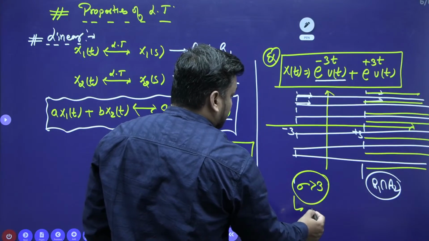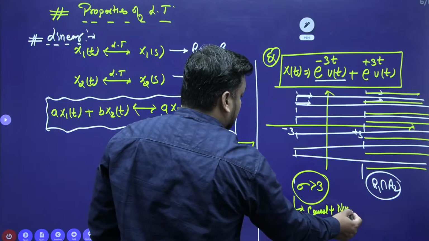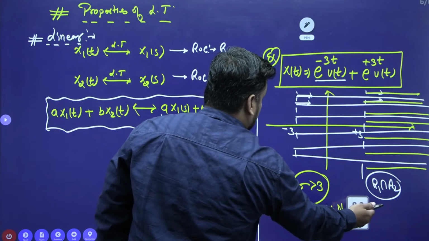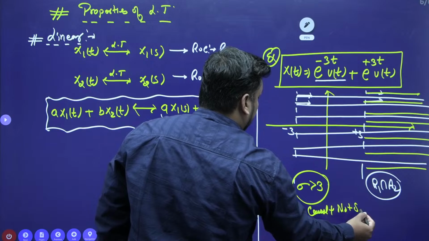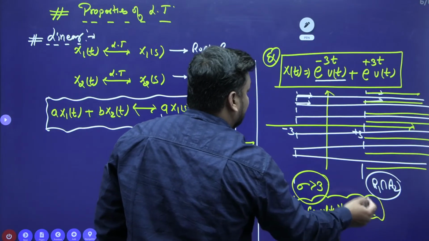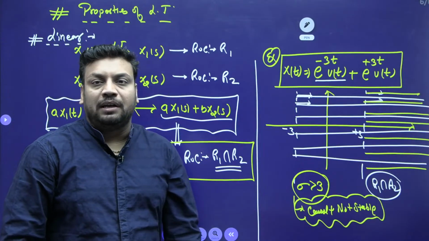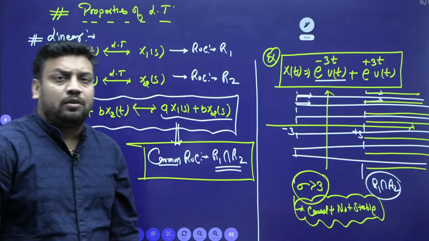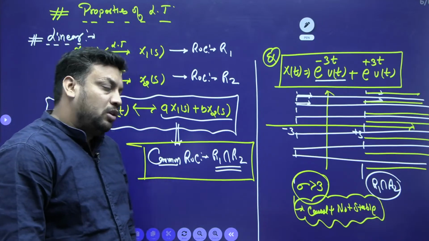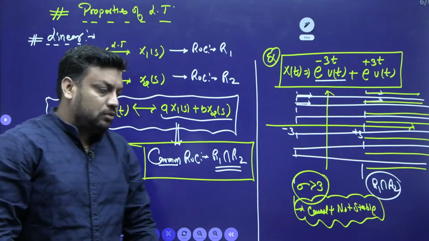And because of this, the example is causal but not stable. Why causal? Because the ROC is right-hand side to the rightmost pole. But why not stable? Because the ROC does not include the imaginary axis. Yes or no? Shall we go for next, guys? Do reply fast.